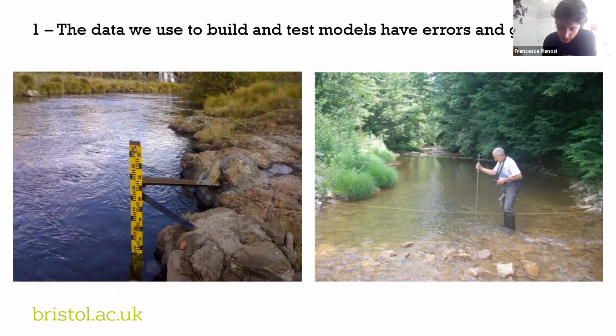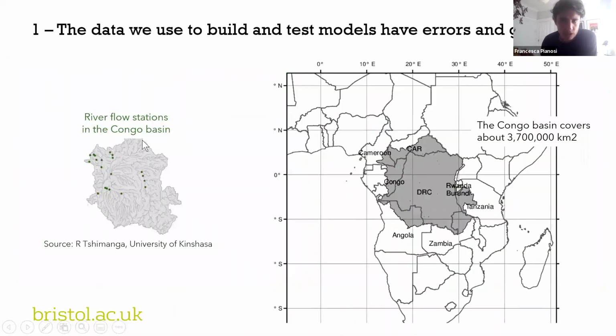These are problems we have in situations where we have monitoring stations. Then another huge problem is that there are so many places where we don't even take measurements. This is an example, a map from a colleague at the University of Kinshasa. These are the places where they measure continuously, currently at least, the water level in the river basin, and it's about 20 stations.